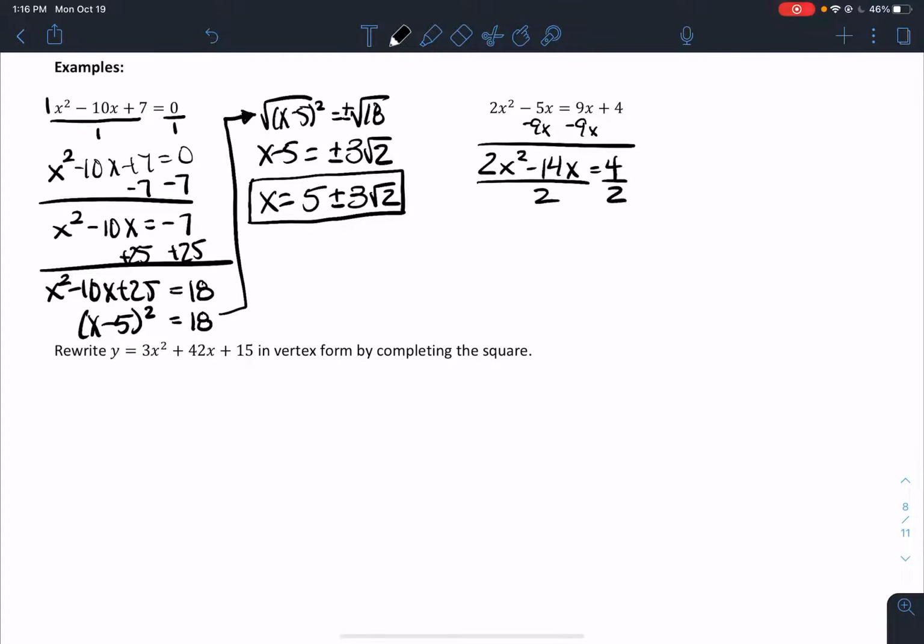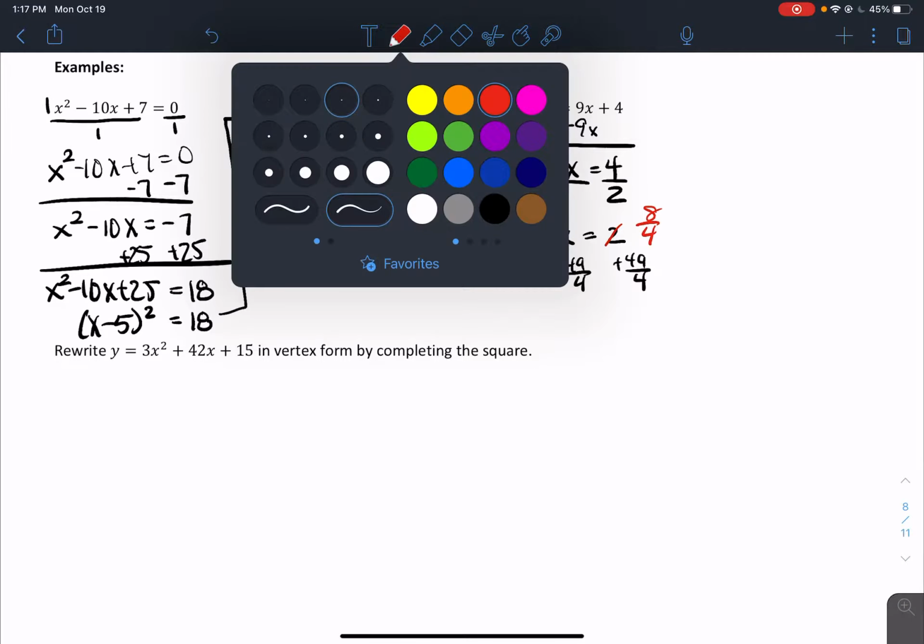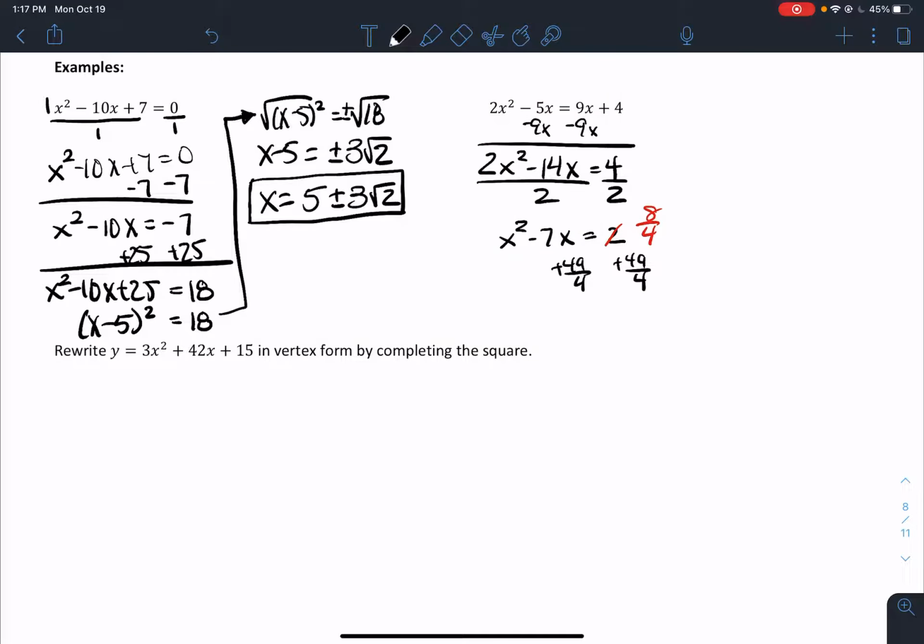Now I need to divide both sides by a, which is 2. And that'll get me x squared minus 7x equals 2. Now this is annoying, but we can handle it. 7 over 2, right? Divide it in half and then square it. So it's 49 over 4 that I'm going to add to both sides. I hope we're happy with 2 being 8 over 4. Those are equivalent fractions, so I can add these two fractions together more easily.